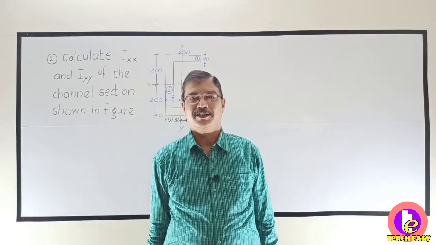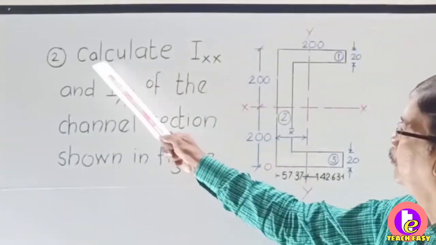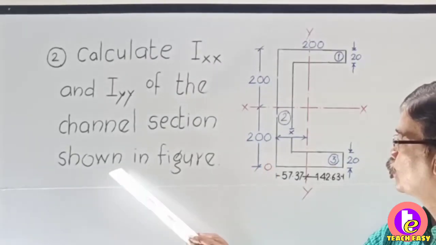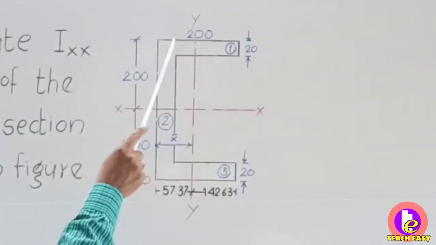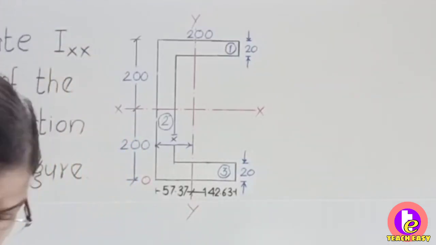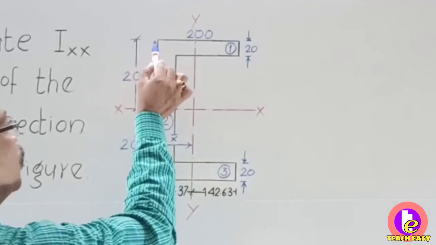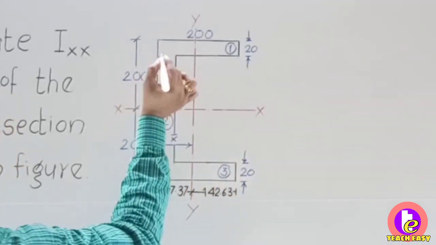Let us solve the second problem. This second problem is on channel section. Let us take the problem. Calculate Ixx and Iyy of the channel section shown in the figure. Channel section means the section which looks like C. So this is known as top flange, this is bottom flange, and this is web as usual. Now, the dimensions of the channel section are given. 200 by 400 by 20 means 200 is overall width, 400 is overall depth, and uniform thickness is 20 mm.